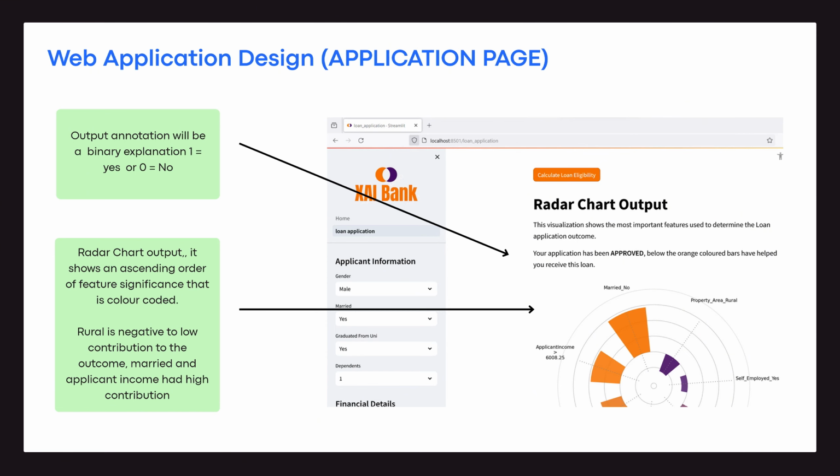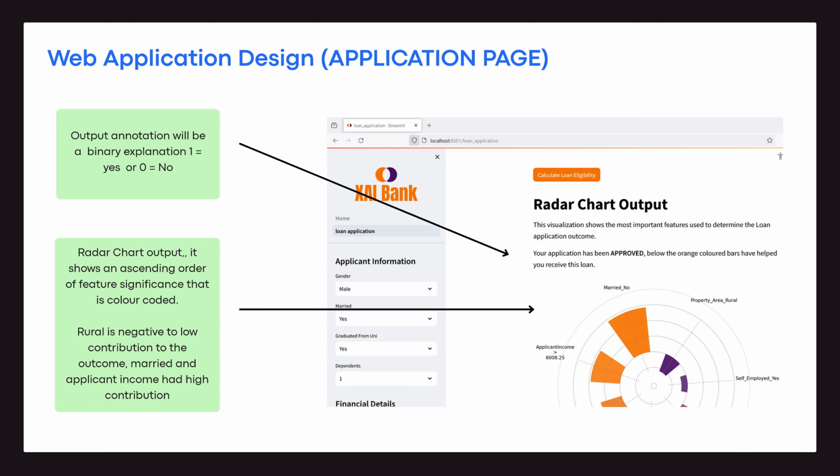Looking into the radar graph itself, basically what I did here is I showed the data feature significance in ascending order, from the least considered to the most considered for the output itself. We can see here that some features have a negative to low contribution, and marriage and applicant income had a high contribution. So this shows the end user that maybe they want to have a high income, or maybe they want to stay not married for this loan to be approved or to get future loans.